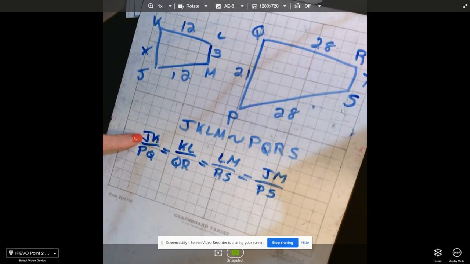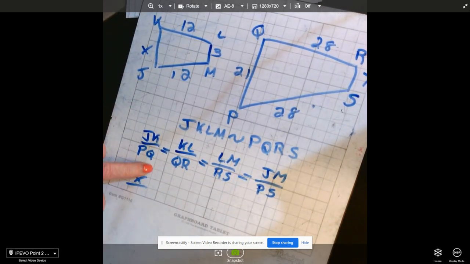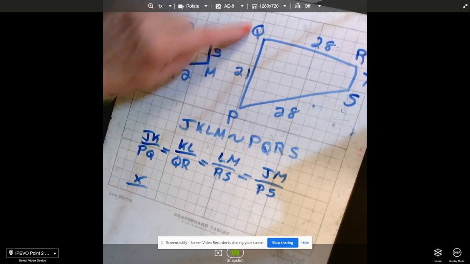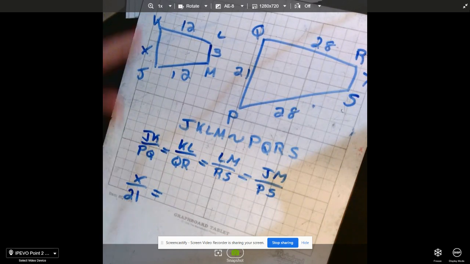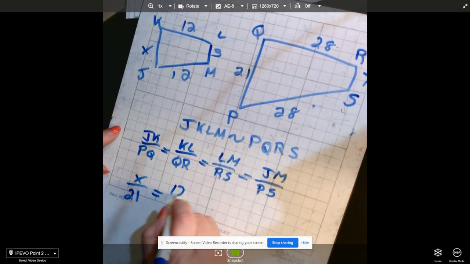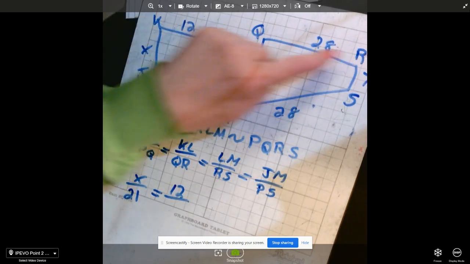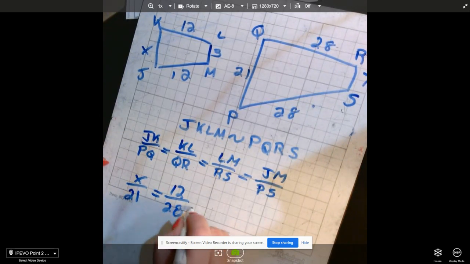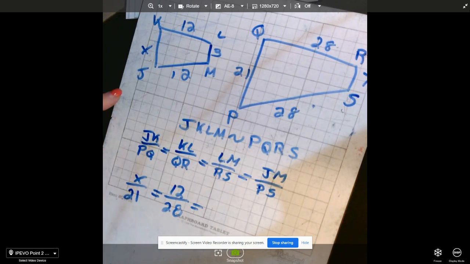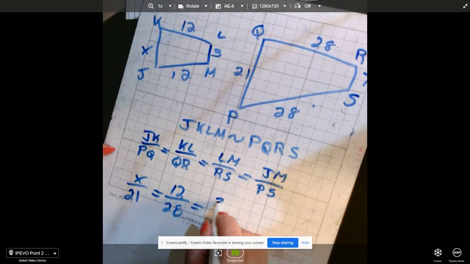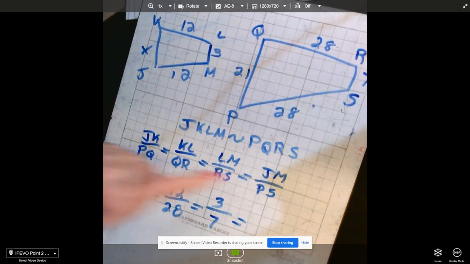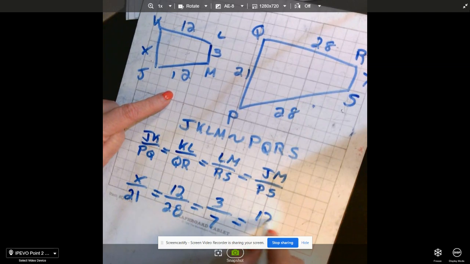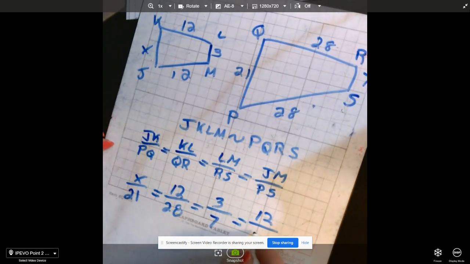So JK is X. PQ is 21. KL is 12. QR is 28. LM is 3. RS is 7. JM is 12. And PS is 28.